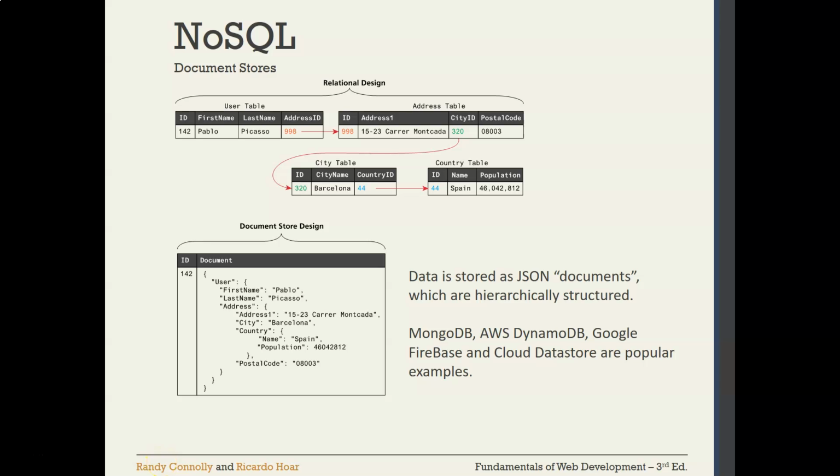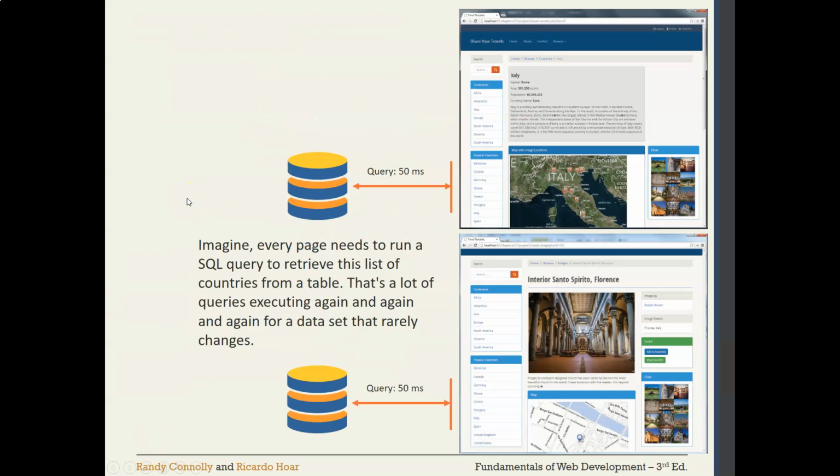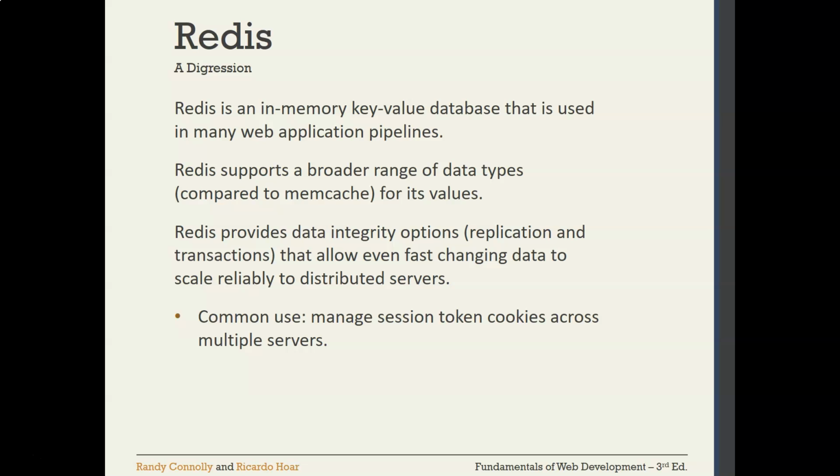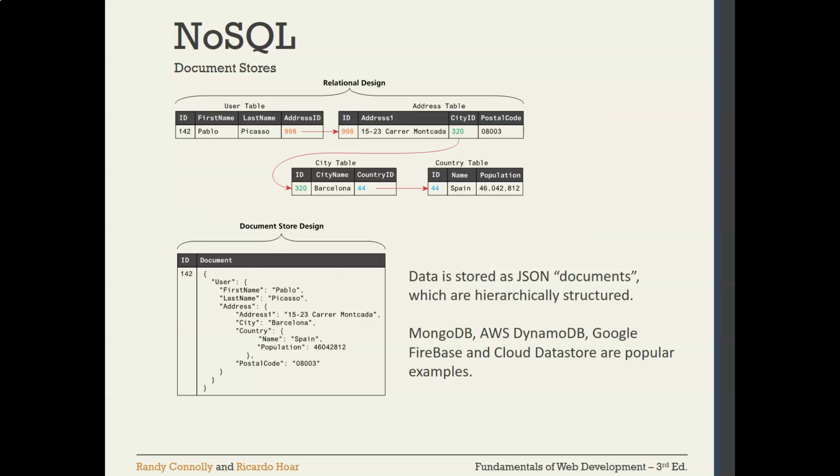All right, we're back. So where we left off, we were looking at the different types of NoSQL databases, or the styles. You may recall we had key value stores, document stores, column stores, and graph stores. We ended by looking at a variety of different key value stores, and now we're at the document stores. Well, with a document store, data is stored as JSON documents, and JSON documents are, of course, hierarchically structured.